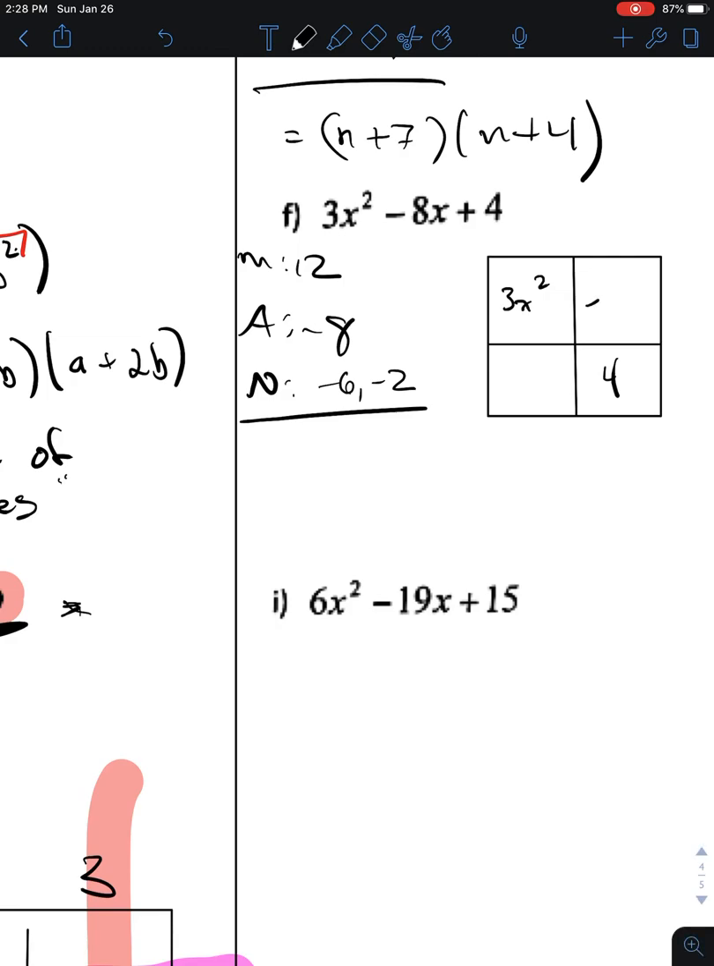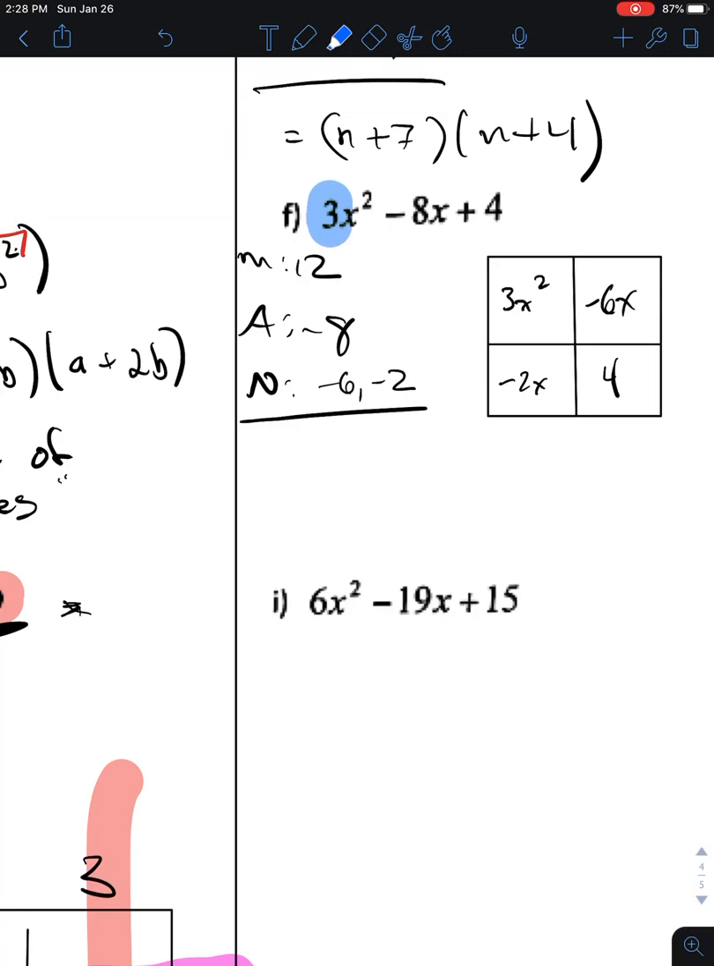So multiplies to 12 and adds to -8. 4 and 3? No. It's a tricky one. Make you think. 6 and 2. Both are negative, right? Yeah, because they have to add to a -8. Yes, good.